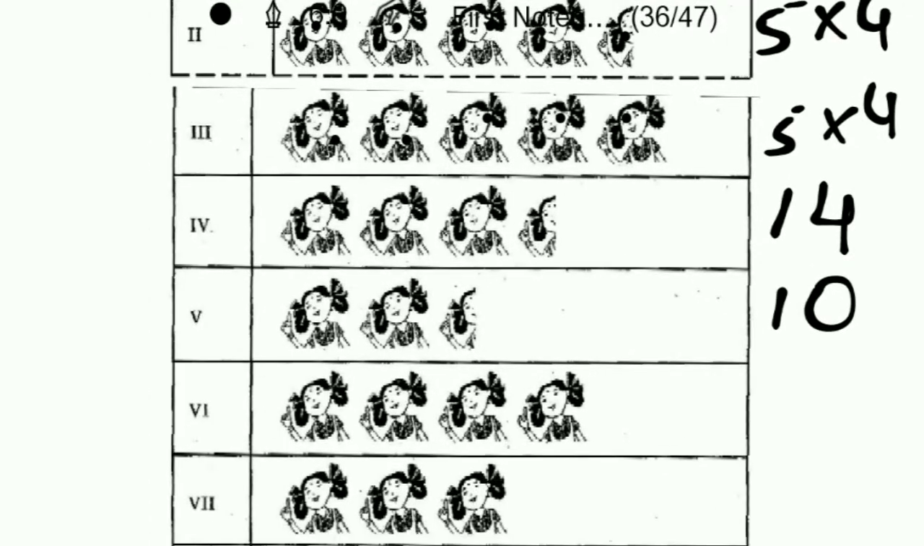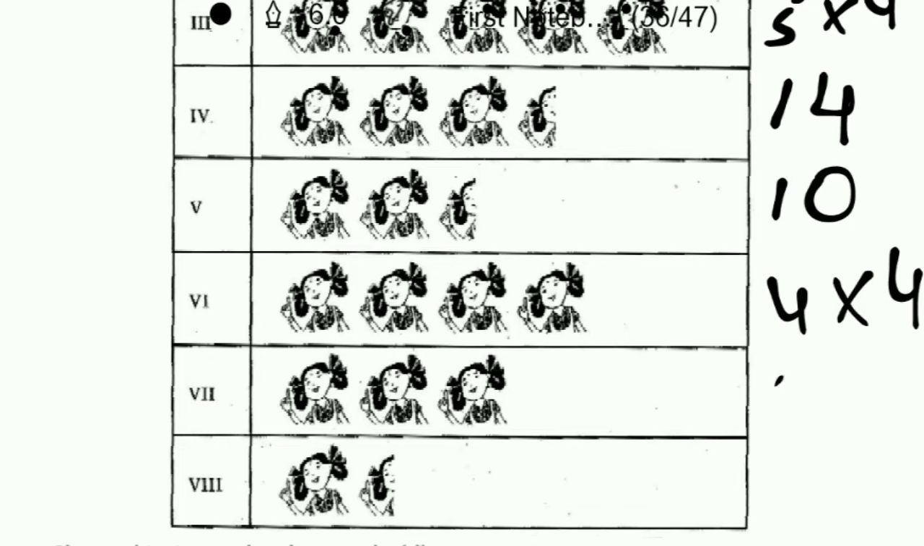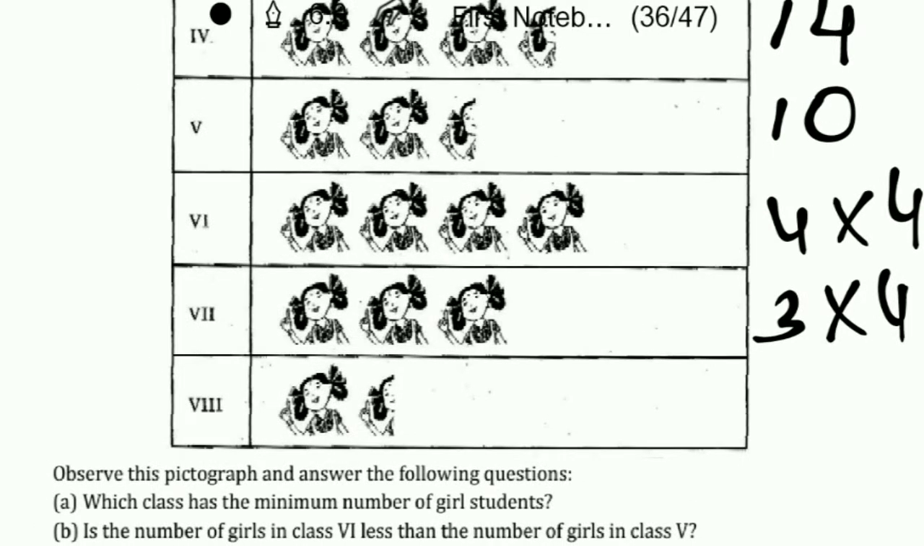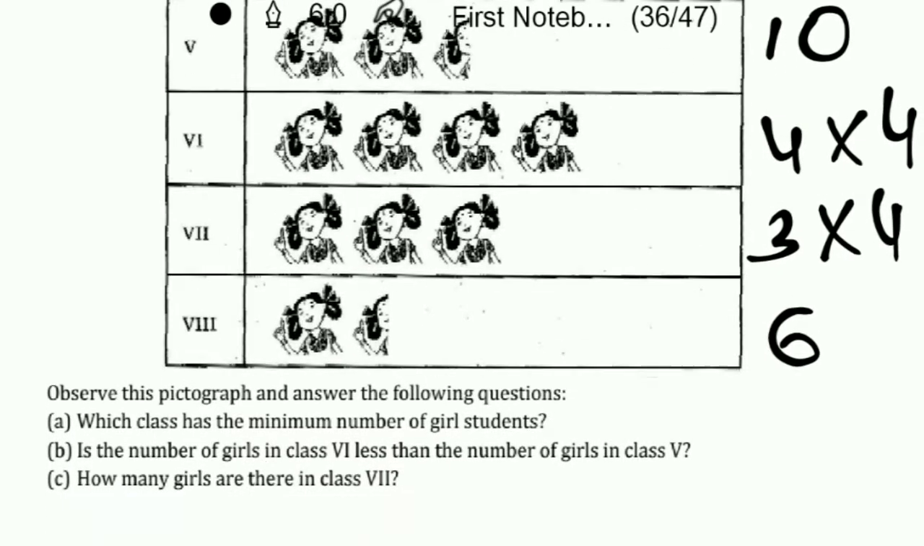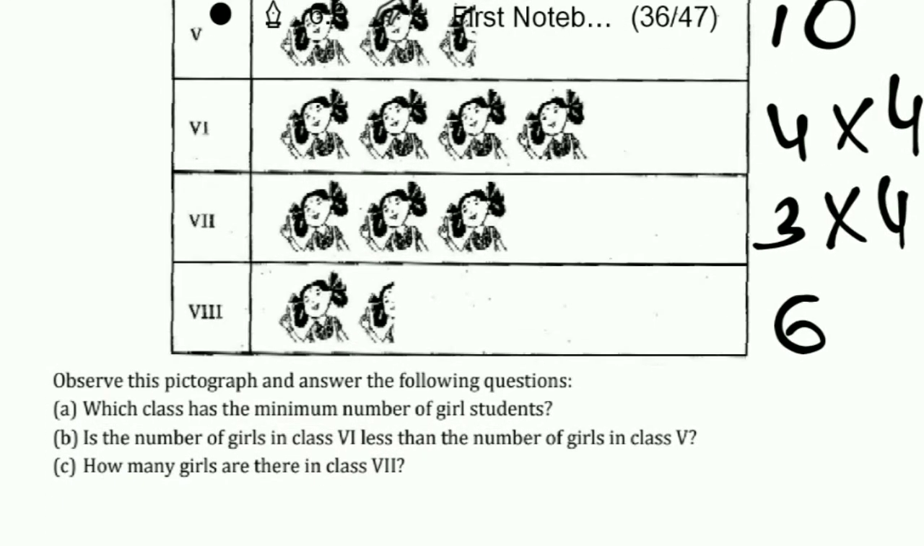Then 1, 2, 3, 4, 4 into 4. Then 3 into 4. Then 4 plus half is 6. Which class has the minimum number of girls? Student. Which class? Class 8.